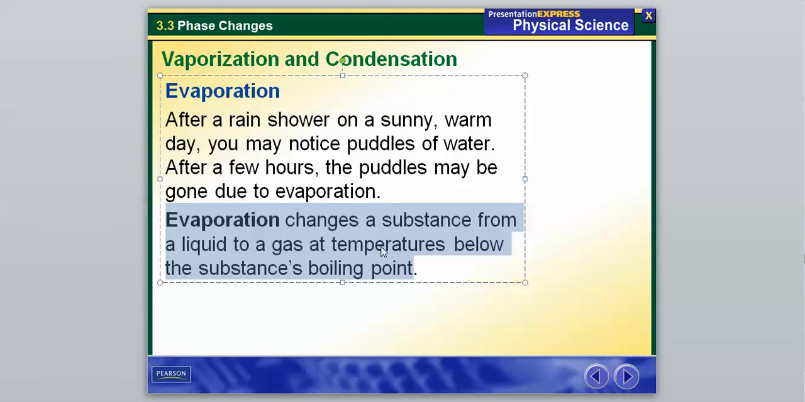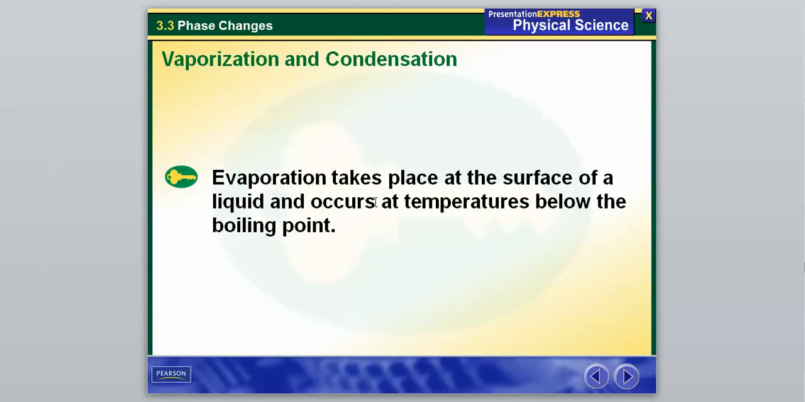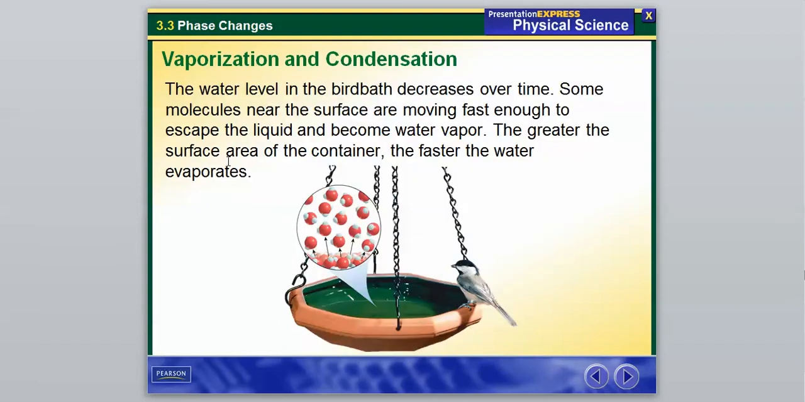We usually think of going from a liquid to a gas by boiling, but this does it below that. Evaporation takes place at the surface of a liquid and occurs at temperatures below the boiling point. For a real-life example, the water level in a bird bath decreases over time. Some molecules near the surface are moving fast enough to escape the liquid and become water vapor. The greater the surface area of the container, the faster the water evaporates.